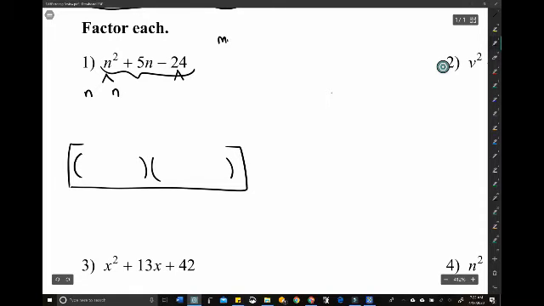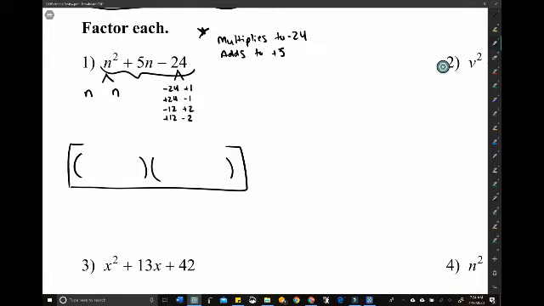Remember, they multiply to 24 and add to positive 5. That's the goal. So our factors are negative 24 and positive 1, positive 24 and negative 1. We could do negative 12 and positive 2. We could do positive 12 and negative 2. Okay, and so forth. Those aren't exactly all of them.